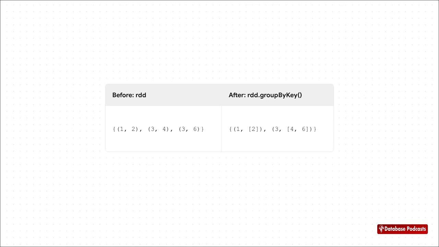On the left, in our raw data, the key 3 is there twice, right? With a 4 and a 6. Now, after we run groupByKey, look at the result on the right. Key 1 points to a little list with just its one value, 2. But check out key 3. It now points to a single list that contains both of its original values, 4 and 6. It's a super powerful way to consolidate your data.